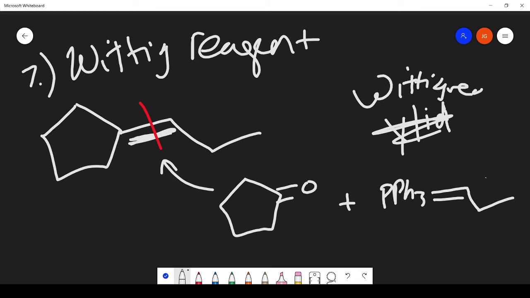Now if you're very, very clever, you might ask, well, why isn't this the Wittig reagent? Why isn't this PPh3 and this the carbonyl?